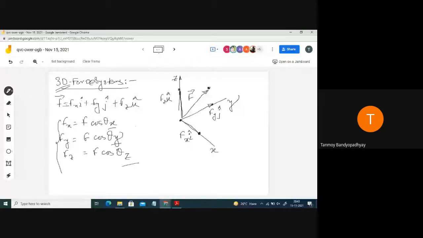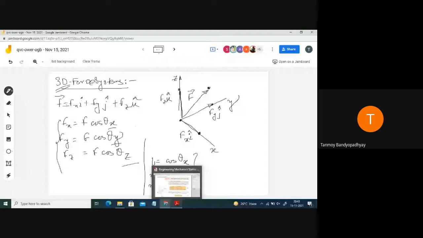So if we want to find out the direction cosines in the x, y, and z directions, L, M, and N, L should be given by cos theta x, M will be equal to cos theta y, and similarly N will be equal to cos theta z. So we will be using this to arrive at the direction cosines of the force vector.